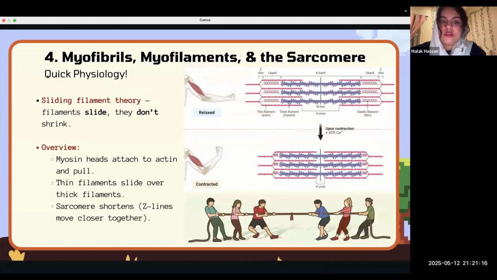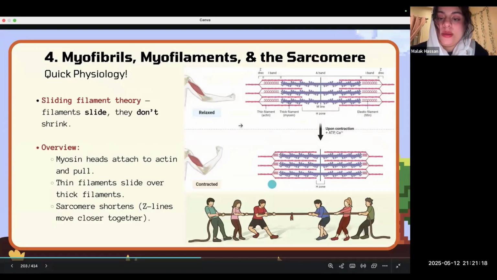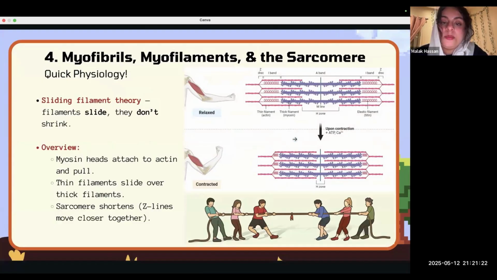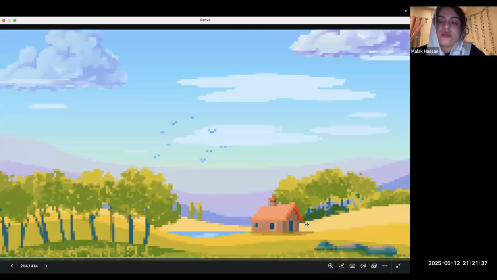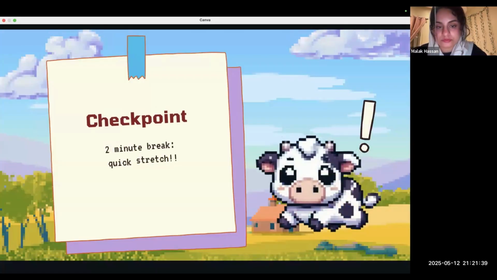Now, this is some quick physiology. I'm just going to go over this really quickly because you should be taking this in the physiology crash course. But you have something called the sliding filament theory. Myosin heads attach to actin and pull it in together, so they slide over each other. It's kind of like a tug of war, right? And the sarcomere is going to shorten.